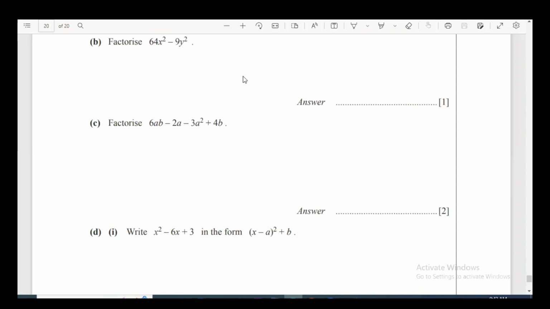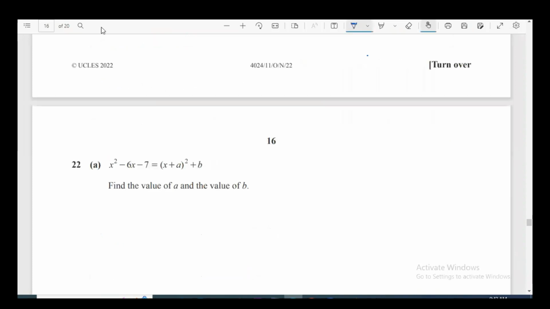I have selected four questions from O-level past paper of October 2022. The question number 22: x square minus 6x minus 7 equal to x plus a square plus b. Find the value of a and the value of b.